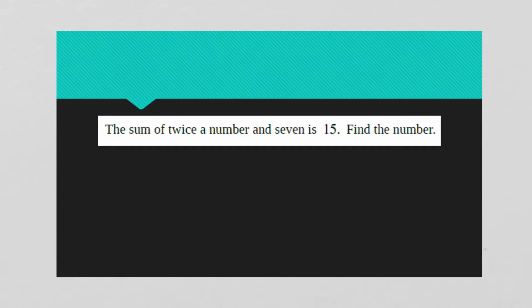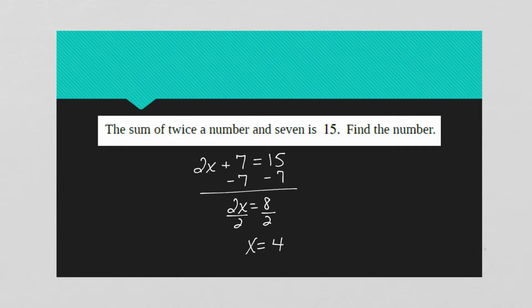Alright, this one says the sum of twice a number and 7 is 15. Find the number. Sum means add, so we want twice a number, and we want the sum of that and 7 is 15. So now I'm going to subtract 7 from both sides. I get 2x is equal to 8. Divide by 2. x is equal to 4.